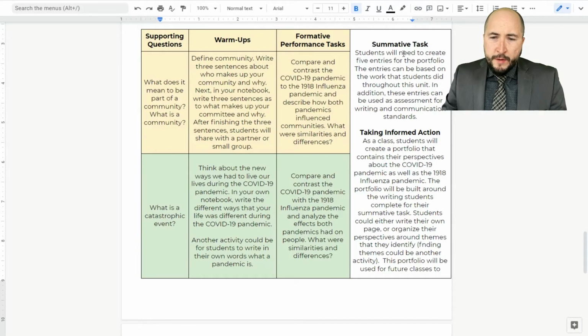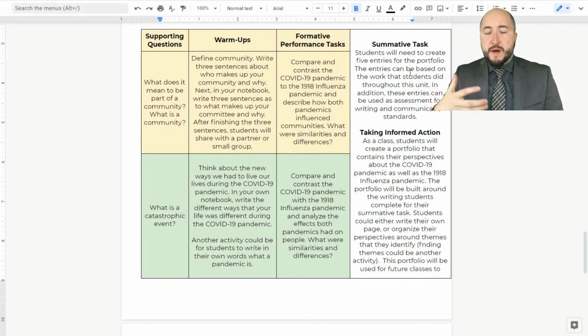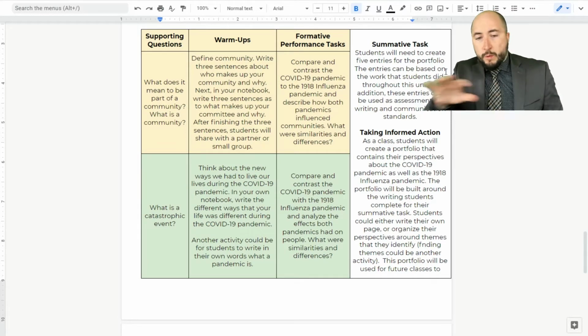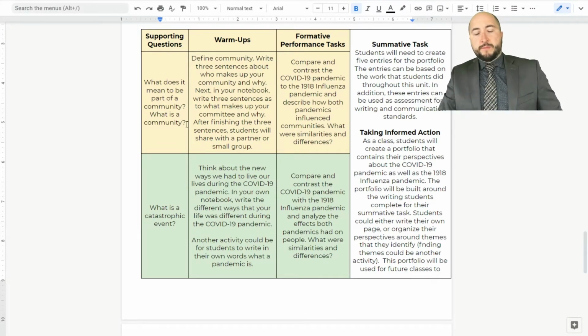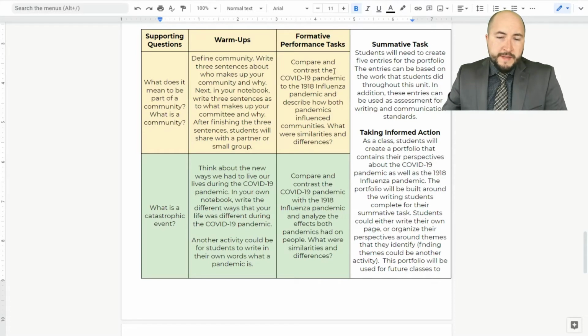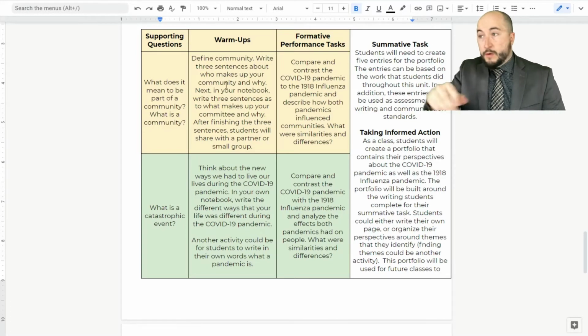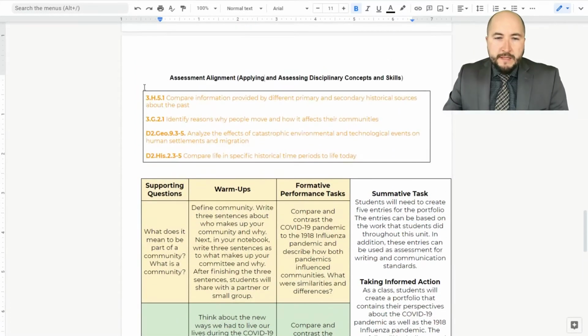Students will do that. They're going to create these summative entries of their writing. Think about at a 3rd grade level what students are able to do. Use your English language arts standards to figure that out. Actually, I even wrote somewhere in here that this could even satisfy a language arts standard. So that's what we're working towards, and every single one of these supporting questions, warm-ups, and formative performance tasks is building towards that over multiple days, and they're all based off these standards.